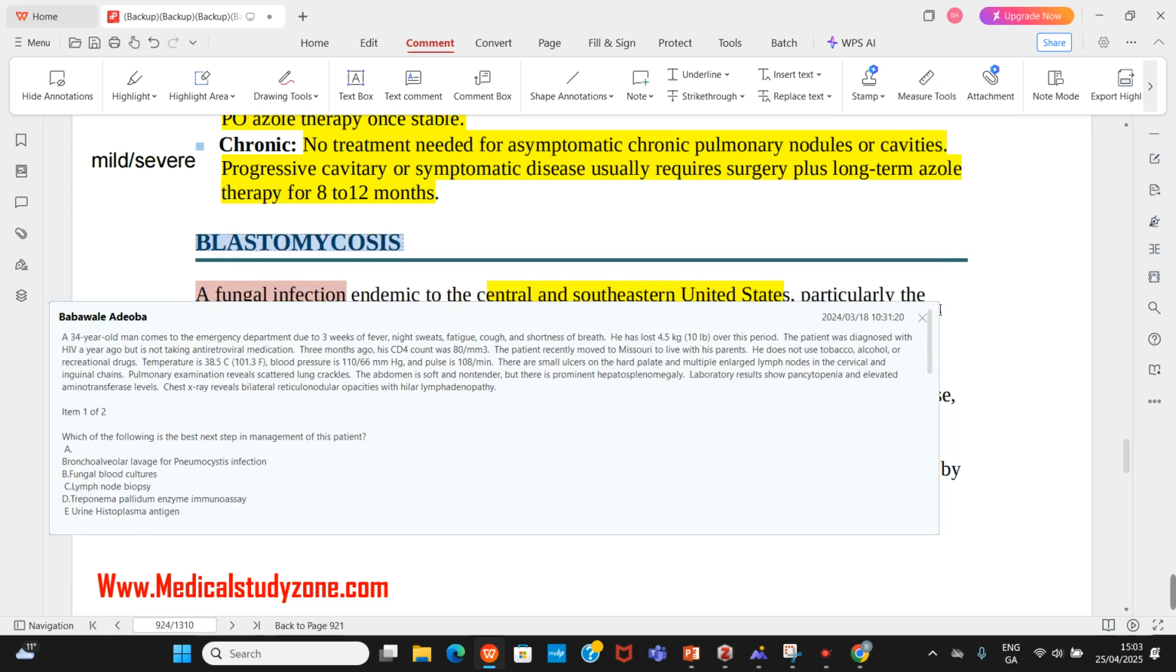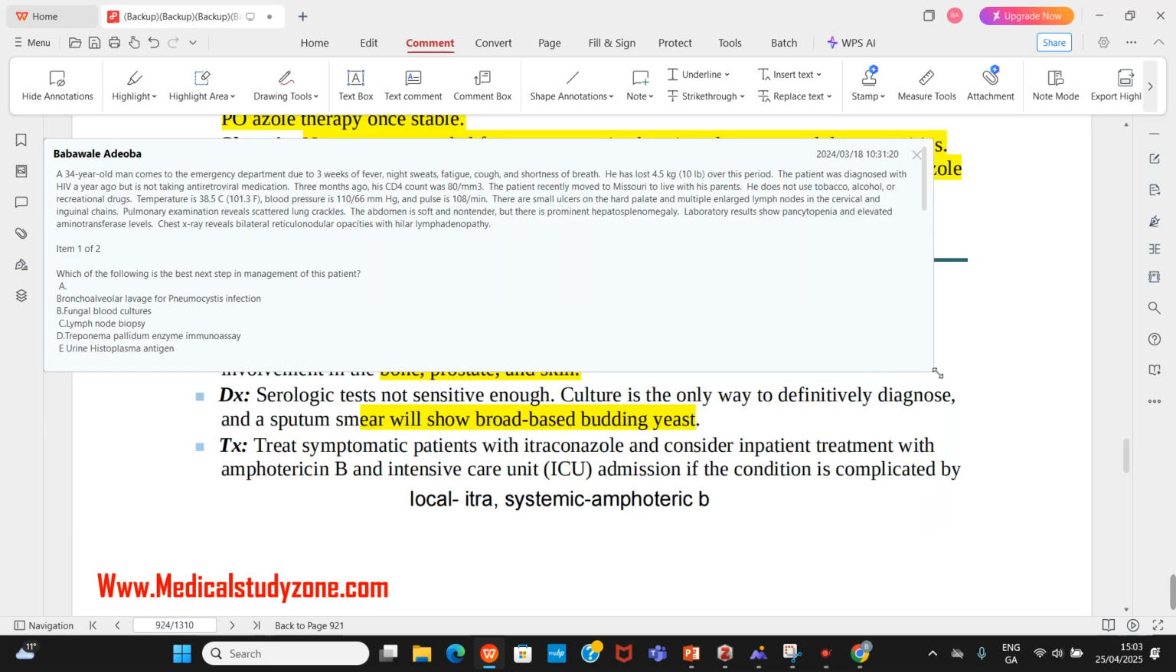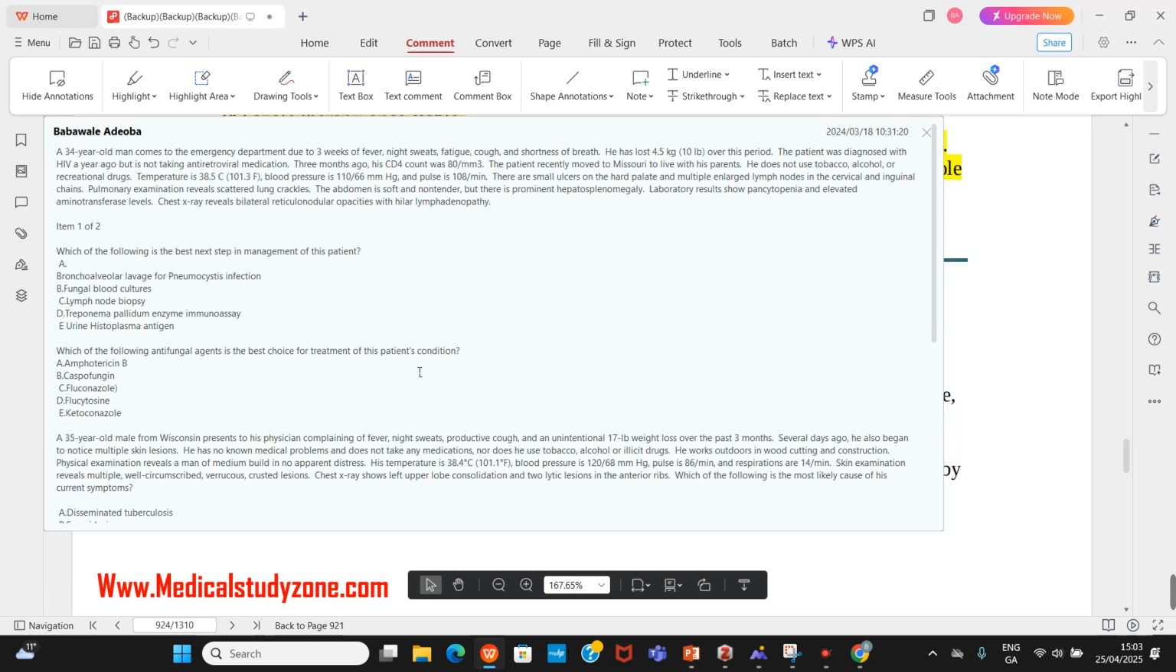So, this is a 34-year-old man. I need to try to enlarge this. Let me just read it before the thing obstructs again. So, this is the 34-year-old man who comes to the emergency department due to 3 weeks history of fever, night sweat, fatigue, cough, shortness of breath. He has lost weight. He was diagnosed with HIV a year ago and he's not taking the drugs.